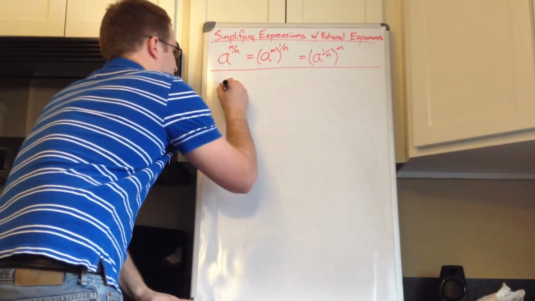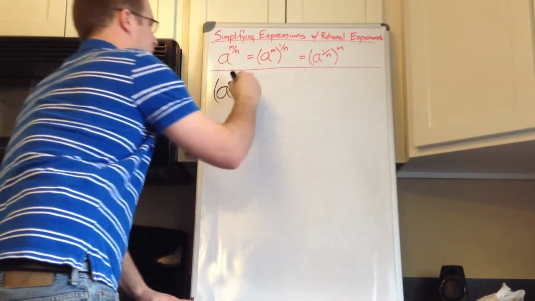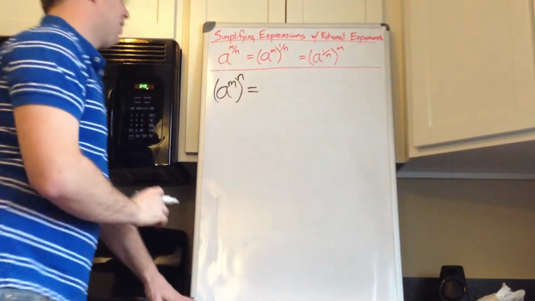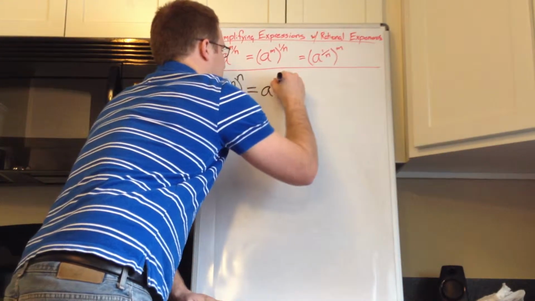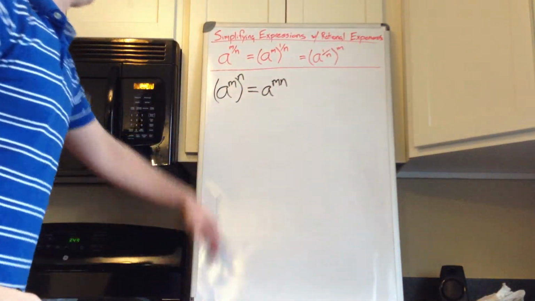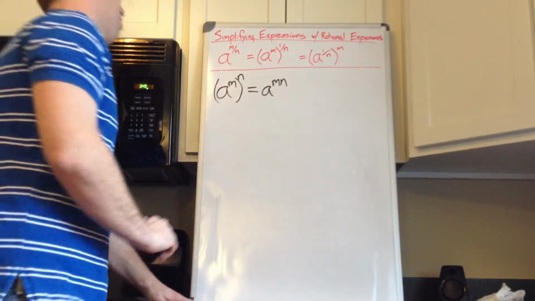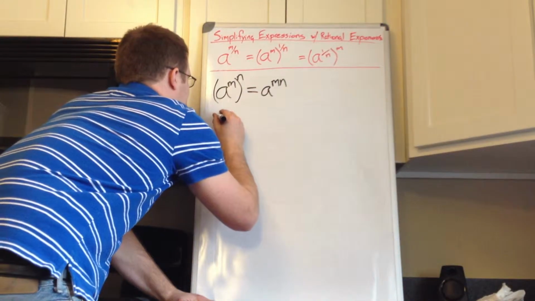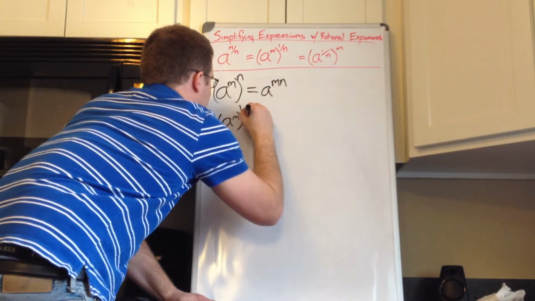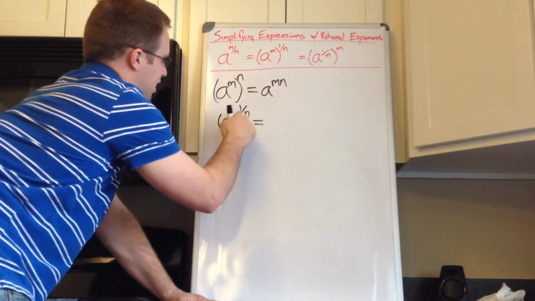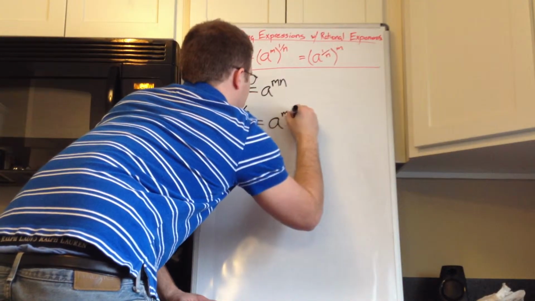So let's look at this. Recall this from class. A to the m. If you have that and you raise the whole thing to the n power, to get the new power of a, you multiply the exponent. So we're going to get a to the m times n, or mn. This is the same thing, except for instead of n we have 1 over n, but that's really not going to change anything. We're going to approach it the same way. So if we had a to the m raised to the 1 over n, we're still going to multiply these two exponents. So m times 1 over n is just going to give us m over n.